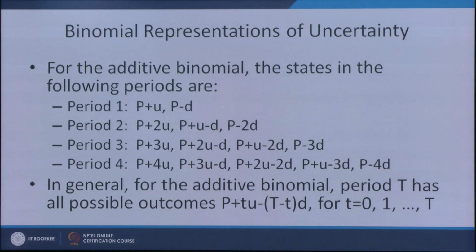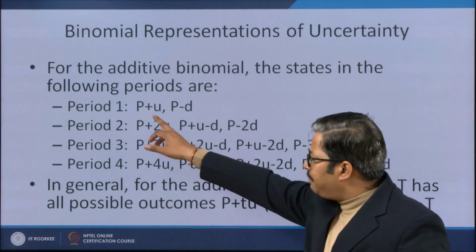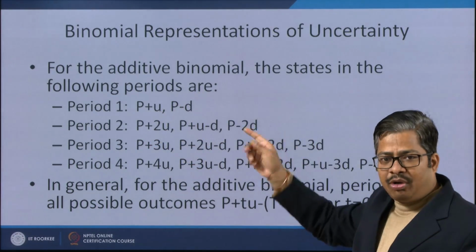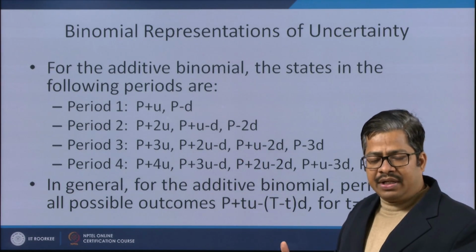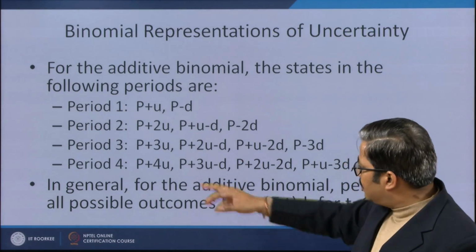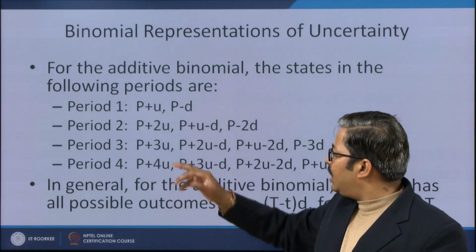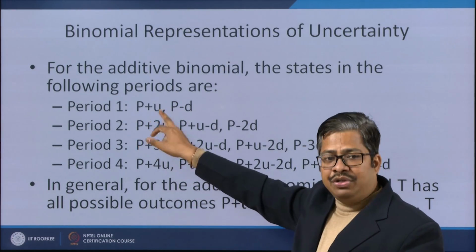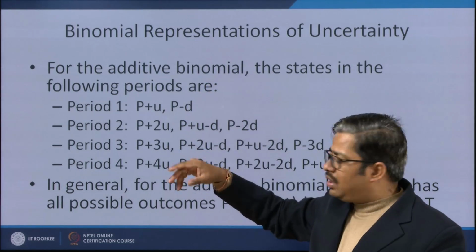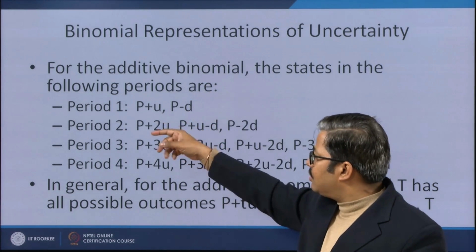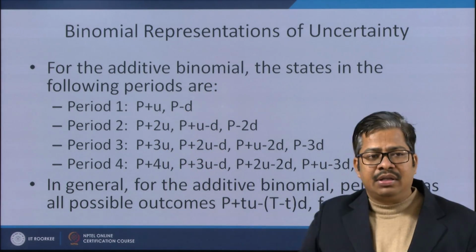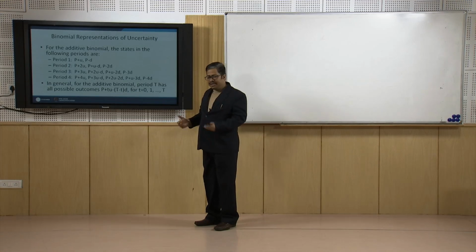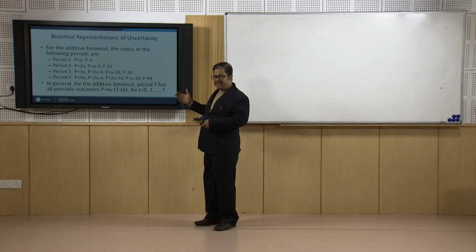Similarly, we also discussed in the last session additive uncertainties, where small u and small d are the amounts of uncertainty in the subsequent periods. So if it is additive uncertainty, our price will increase to p plus u or decrease to p minus d. Similarly, we can have the binomial tree representation for these additive uncertainties.